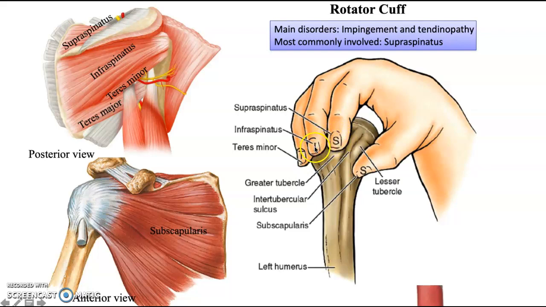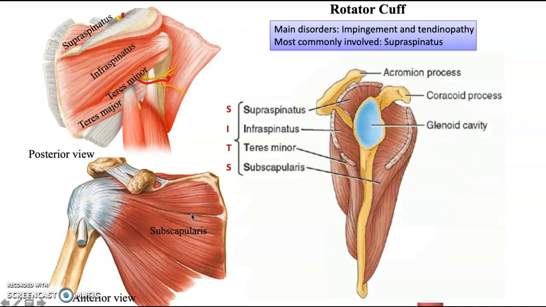This provides attachment to the infraspinatus. This one provides attachment to the teres minor, and the thumb, which represents the lesser tubercle of the humerus, will provide attachment to the subscapularis muscle, this one, which is coming from the anterior surface.